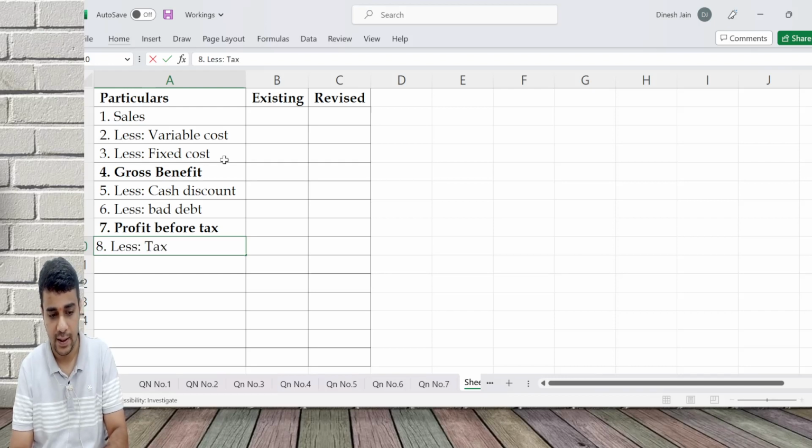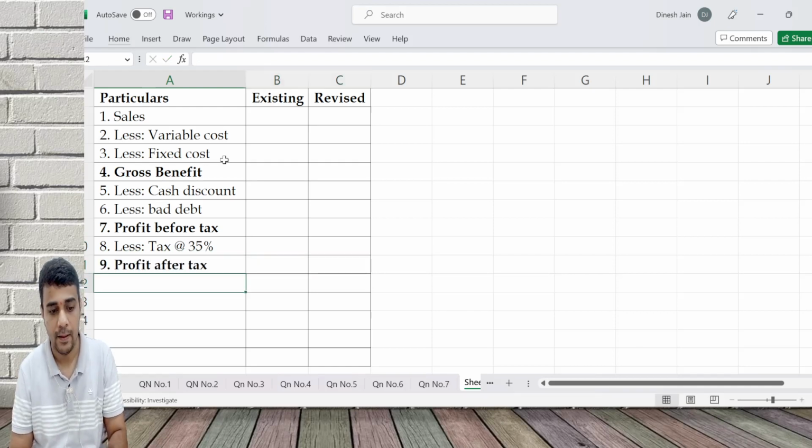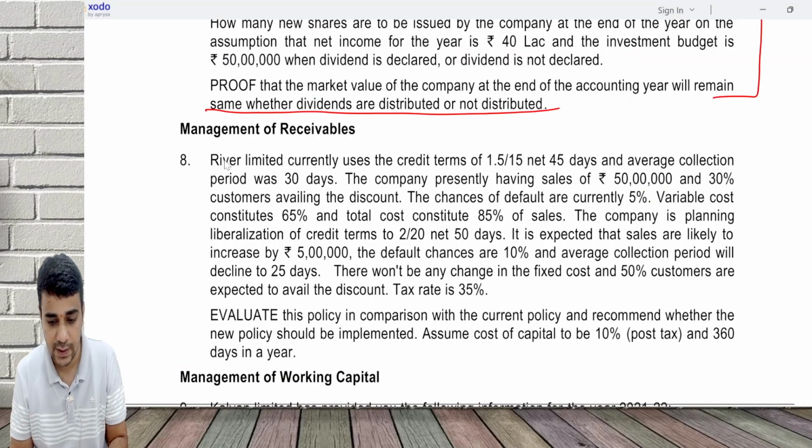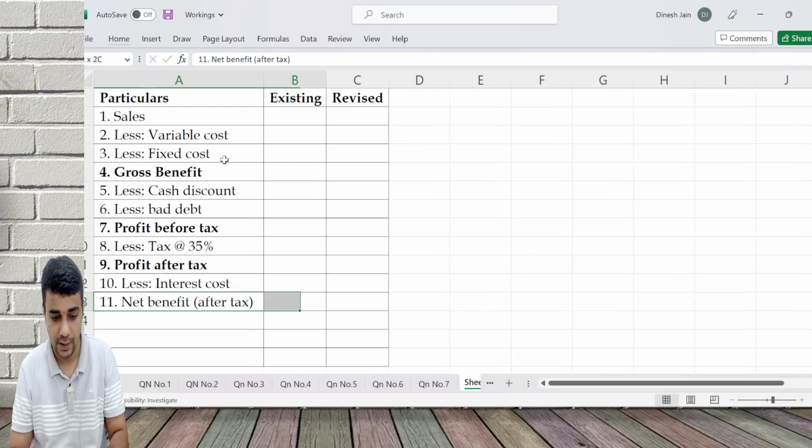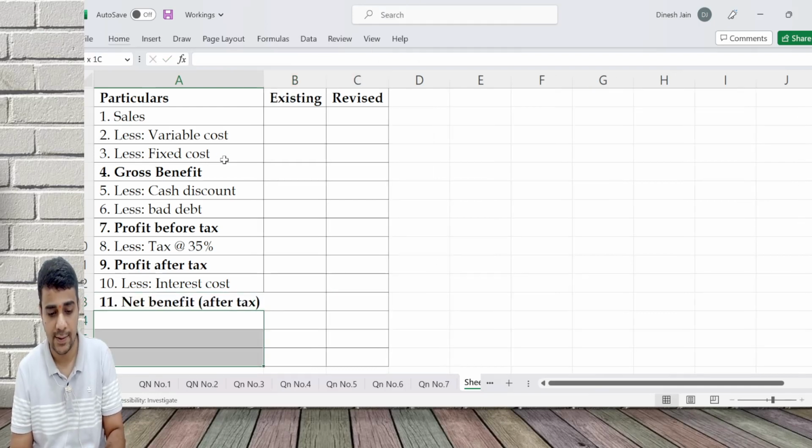Less tax at 35%, profit after tax. Profit after tax, less interest cost. What is interest cost? It is 10% post tax, and net benefit after tax.